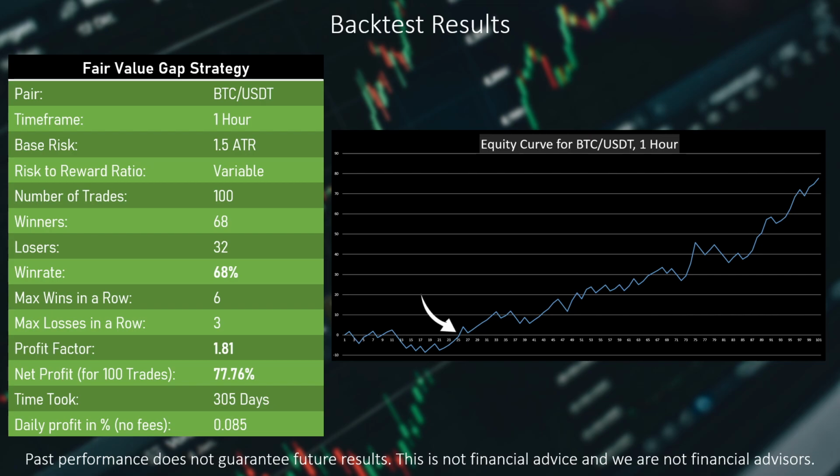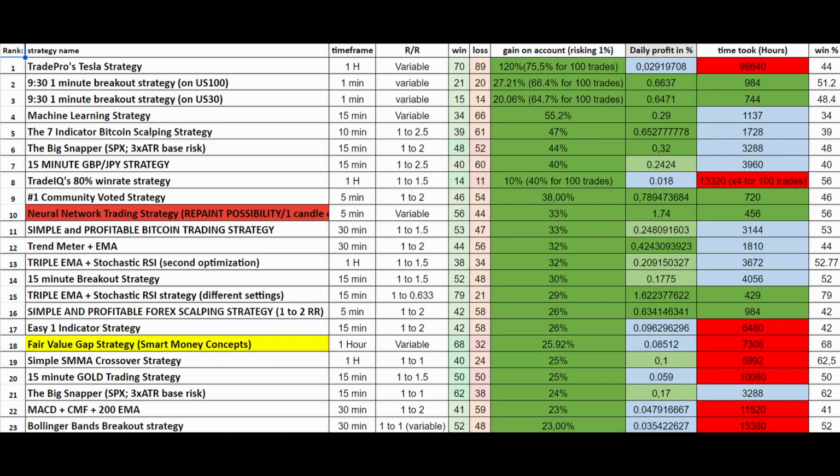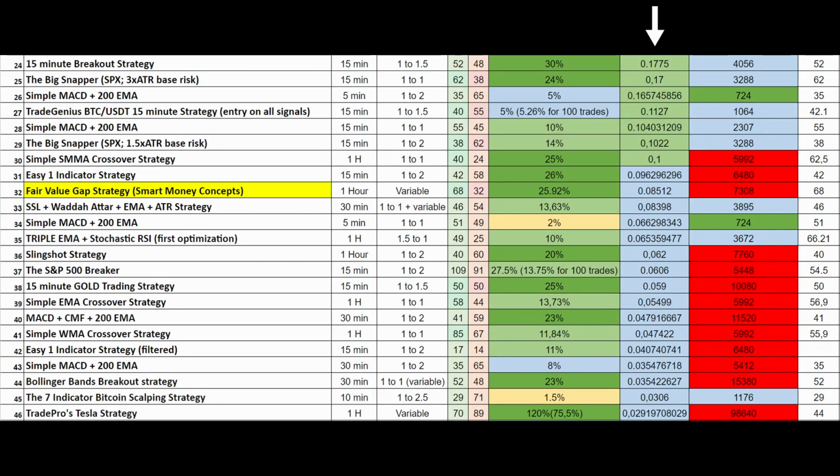Finally, let's see where the strategy is placed in the strategy ranking sheet. To place the strategy in the strategy ranking sheet, I had to adjust the results to 1% risk per trade, as that's what every other strategy has on this spreadsheet. On the ranking sheet, based on total net profit after 100 trades, with a 26.2% net profit, the fair value gap strategy took the 16th place out of 74 strategies that I tested so far. On the other ranking sheet, which is based on a daily profit in percentage, this strategy took the 32nd place with a 0.086 daily net profit in percentage. Links to these spreadsheets are linked down in the description.